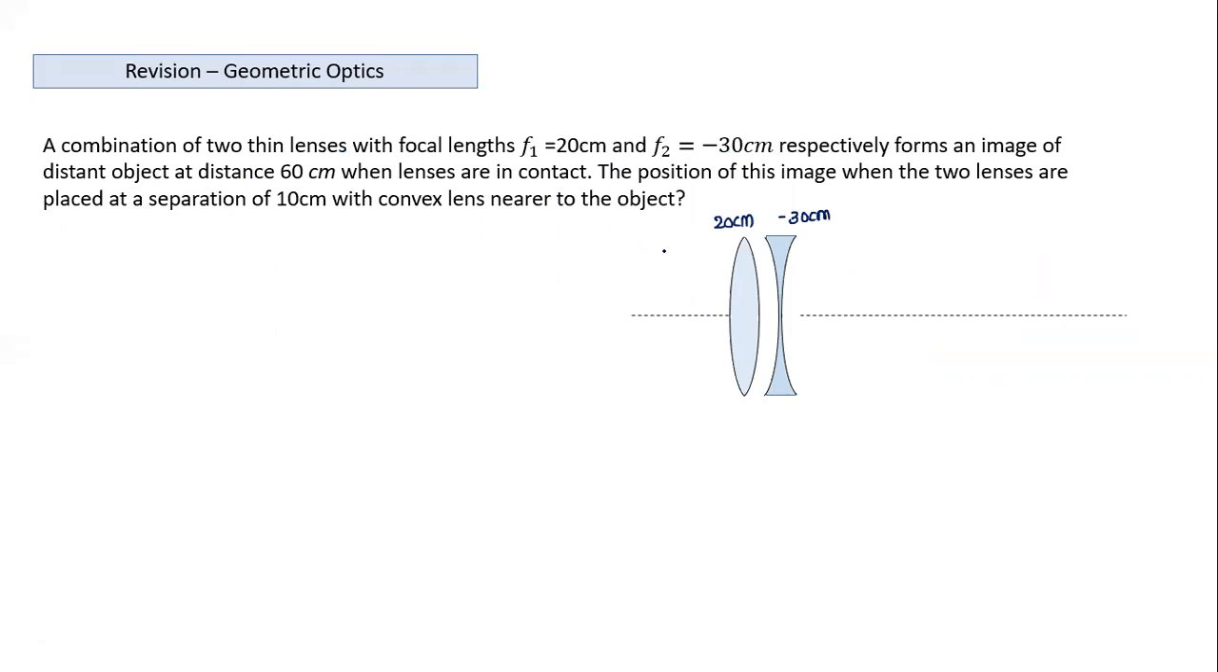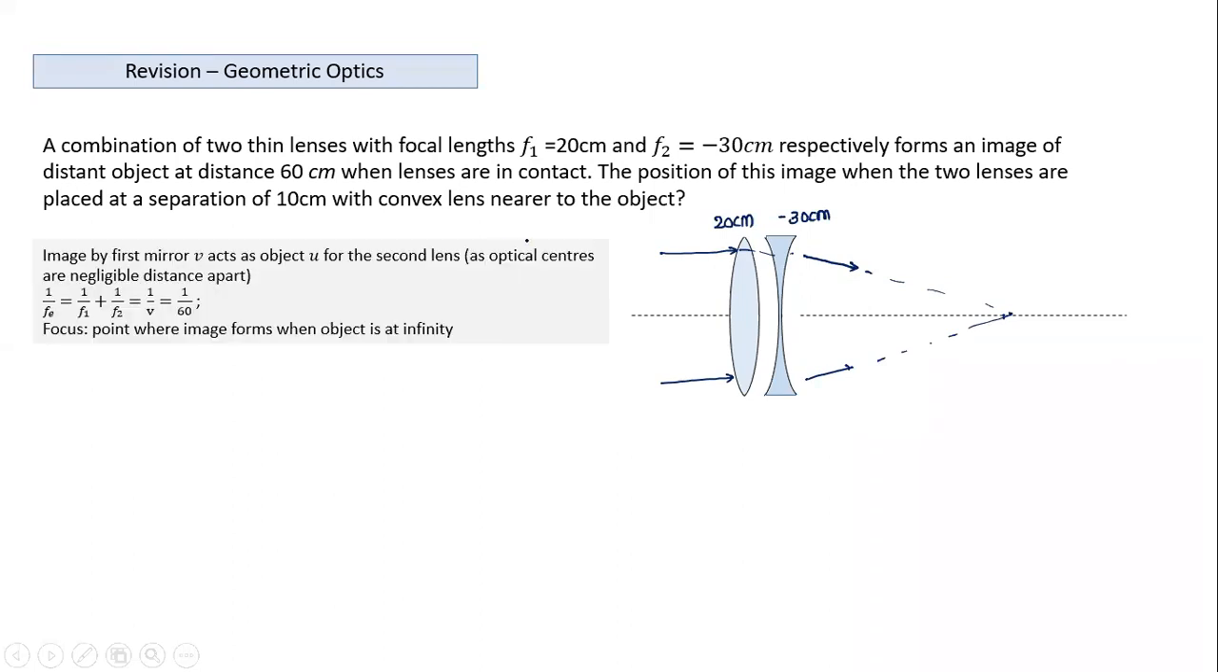What does it mean? If parallel rays are coming, that means a distant object, at infinite distance. It will get refracted from here, and it will get refracted from here. Basically, the final image after two refractions forms at a distance of 60 centimeter. So after two refractions, these refracted rays will appear like this, and they will actually intersect, so they will form a real image. That's what is given here.